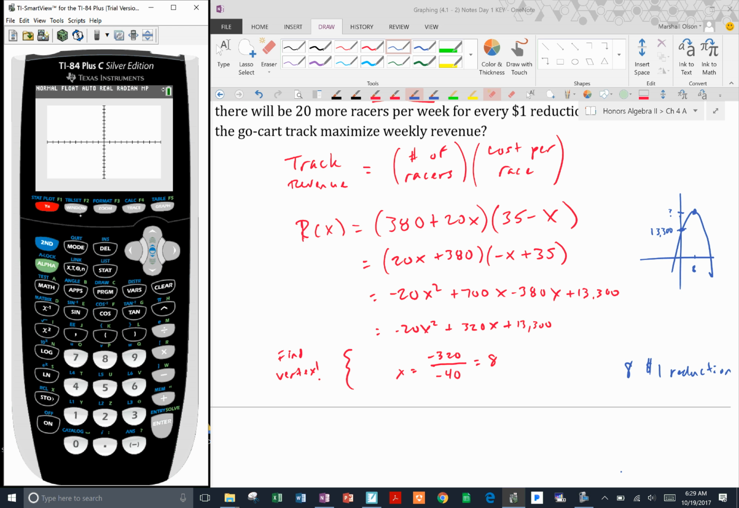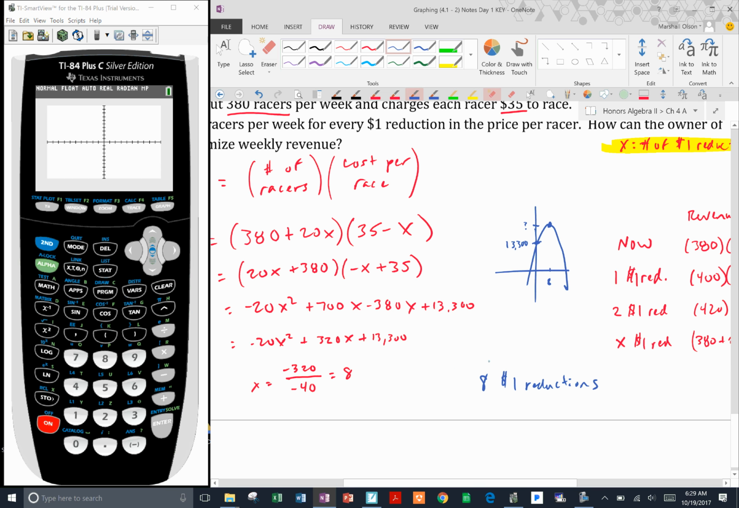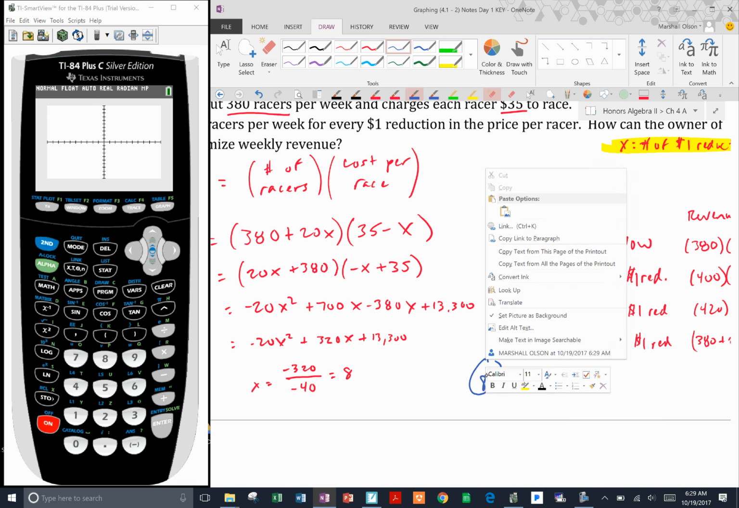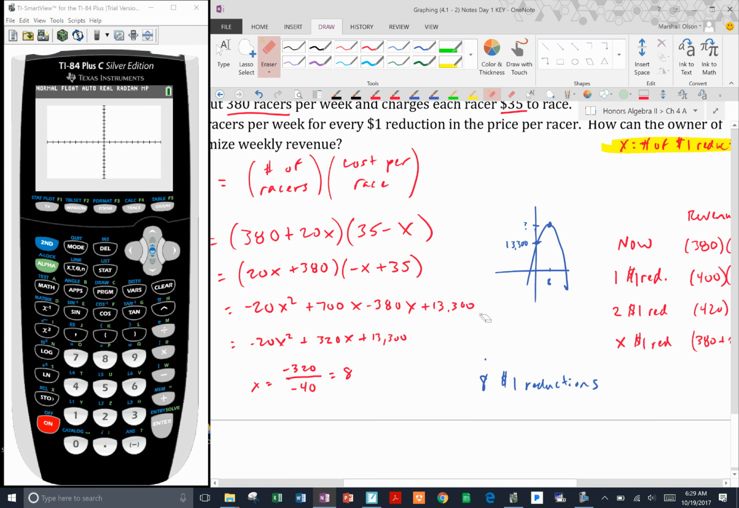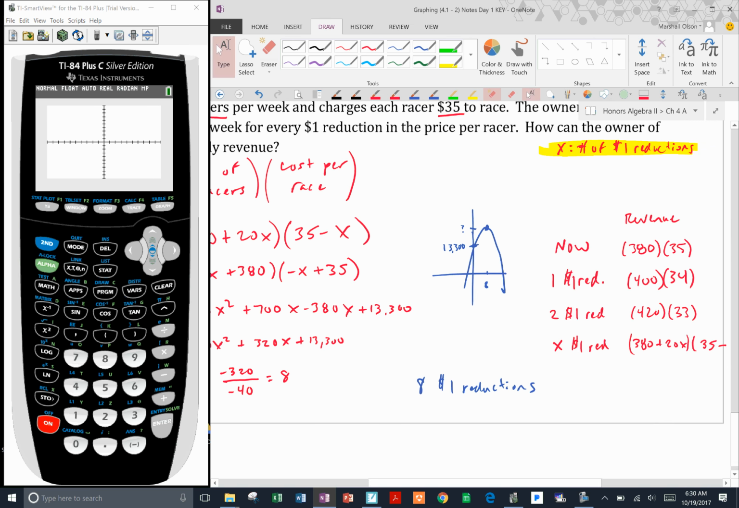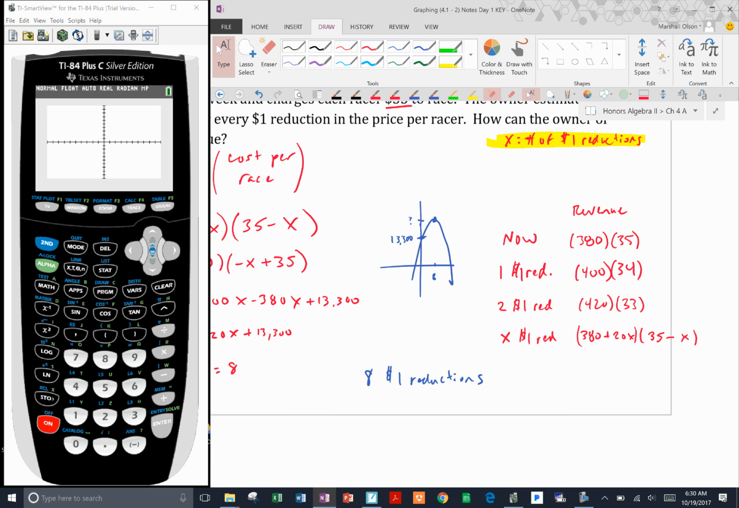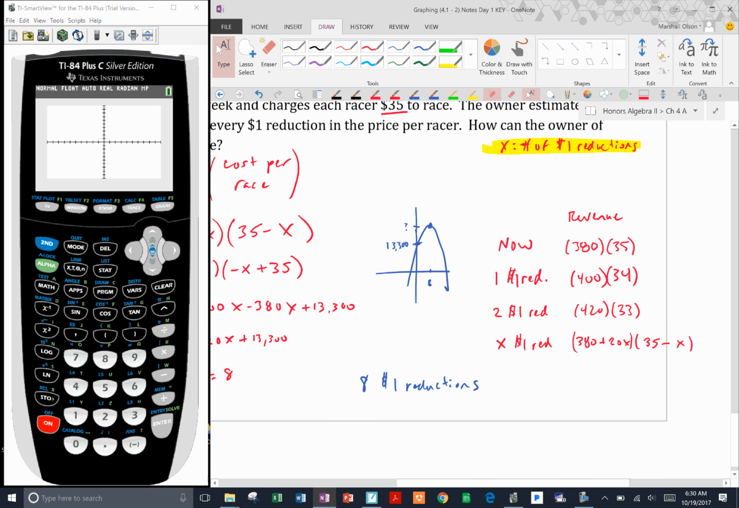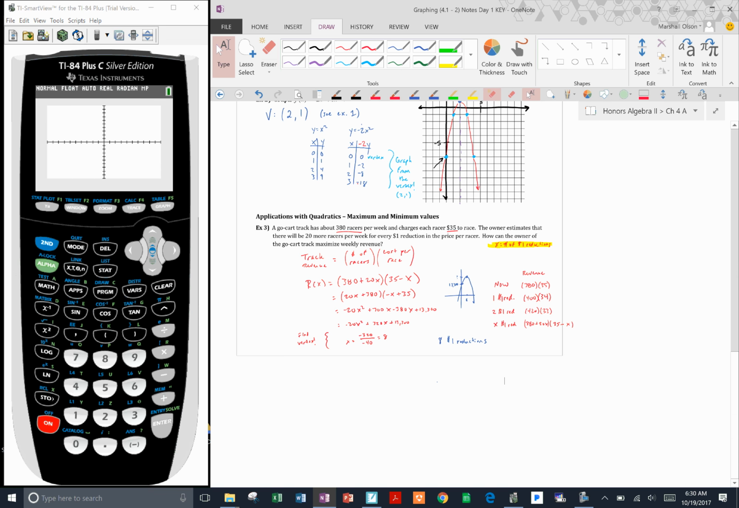So you would put 8, and I don't have this value on my key. It's the one thing I'm missing. Otherwise, I would just write down what the value is. But you would put 8 back into the function in order to find out what the maximum revenue is. It's 8 one-dollar reductions, and what you get when you put 8 back in would be how much revenue he would get. And they're not even really asking that question. They're saying, how can the owner of the go-kart maximize his weekly revenue? Well, that simply would be to reduce it by $8. That would maximize the weekly revenue.